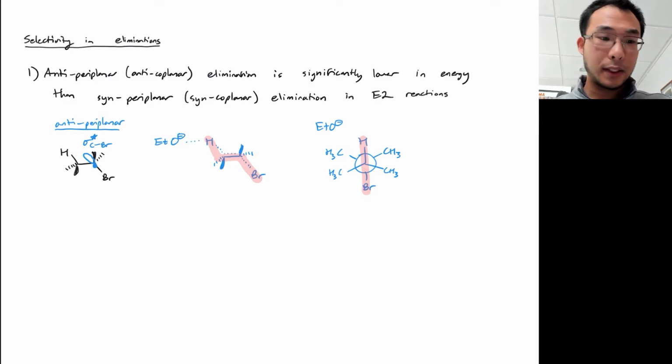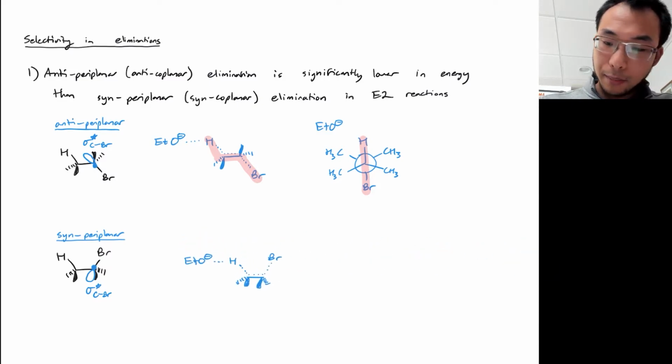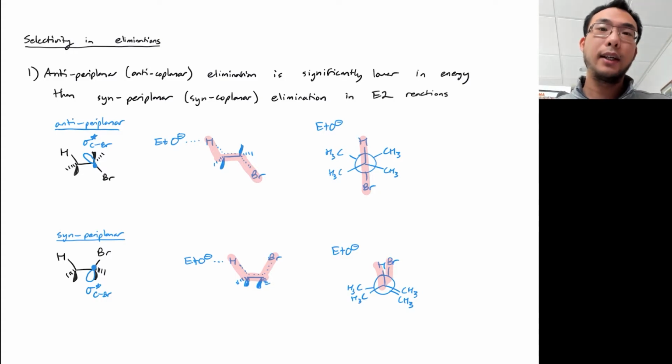Let me pull up the syn-periplanar situation as well, just to give us the comparison. So syn-periplanar can be kind of drawn out all this way. Again, I'm going to highlight the plane in which that reaction is taking place. So I have the syn orientation of the hydrogen and the leaving group.